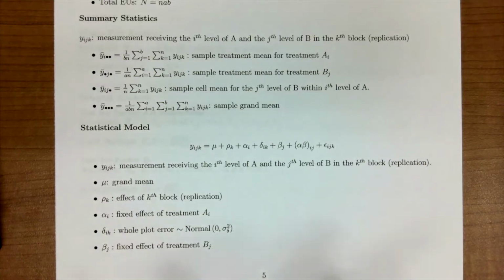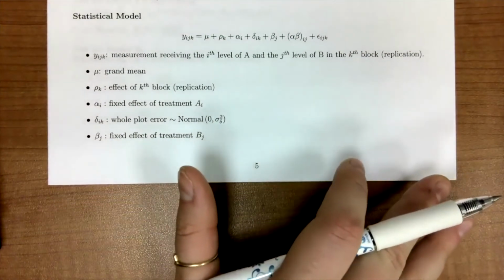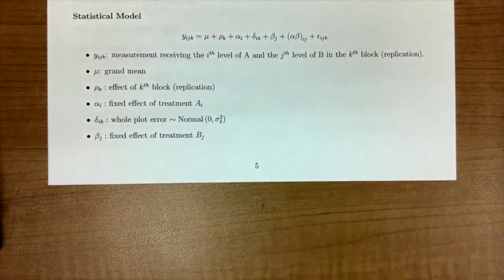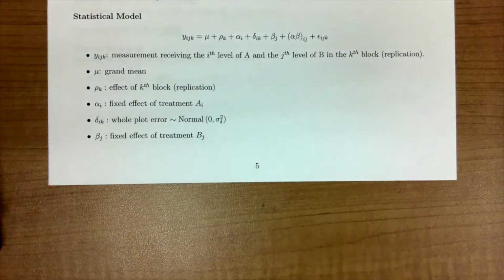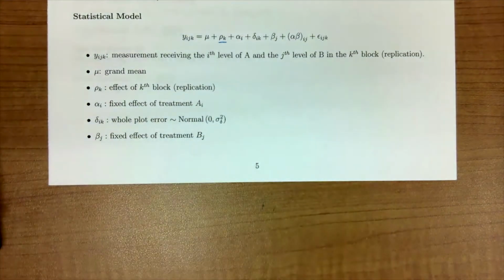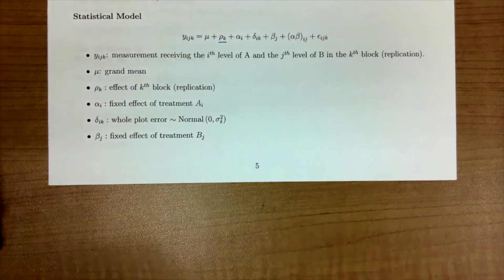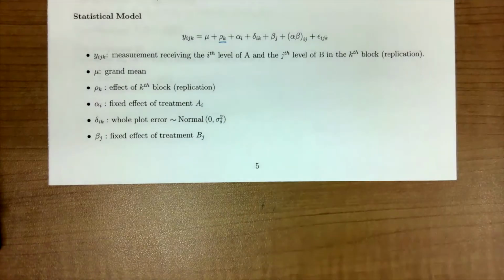Okay, so let's start talking about our statistical model for a split plot design. So again, we have our grand mean. This is common. What we have here, this row corresponds to our block, our blocking factor, or our replication if we were just doing replication. This is our farm in our example.